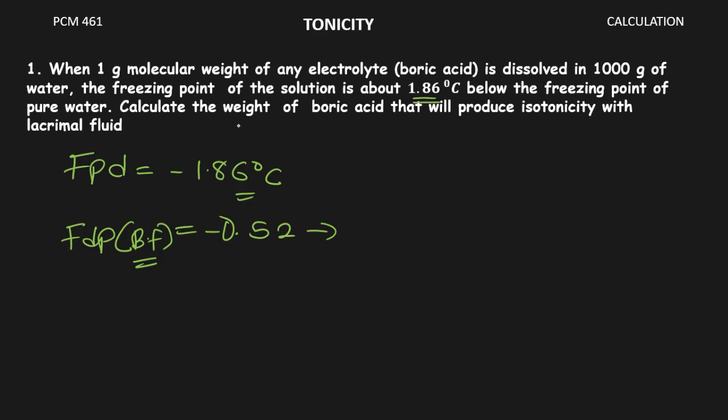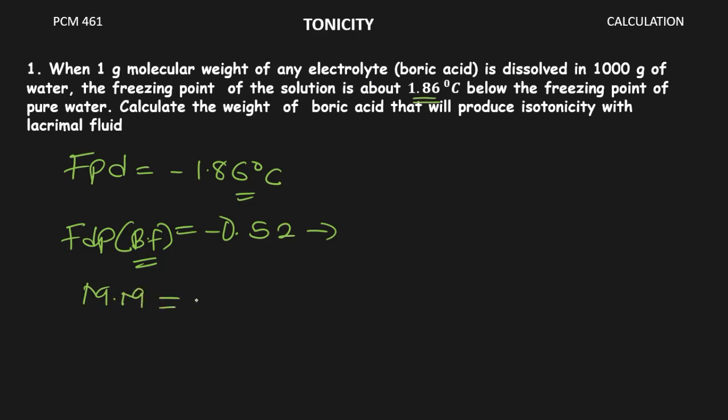So, if they say calculate the weight of boric acid that will produce isotonicity with lacrimal fluid, what they're asking you is to calculate the weight of boric acid that will give you a freezing point depression of 0.52, because we know that once it has a freezing point depression of 0.52, it is now isotonic with the body fluid. Do you understand? So our intent now is to calculate the weight of boric acid, but I already said that 1 gram molecular weight of any electrolyte is equivalent to what? The molecular mass of that electrolyte.